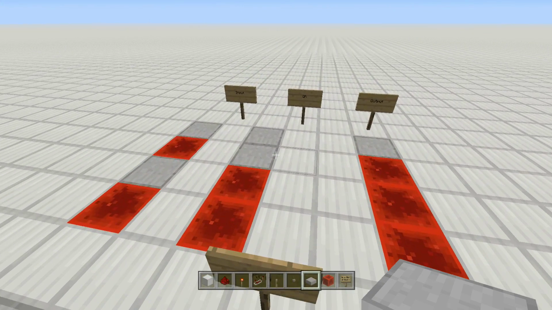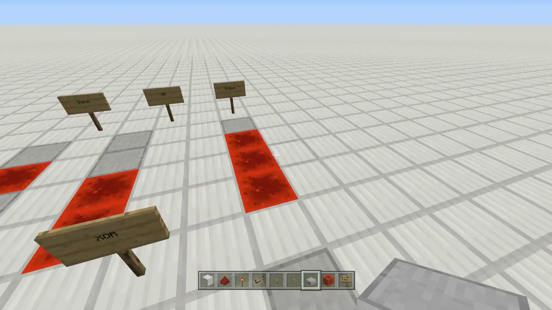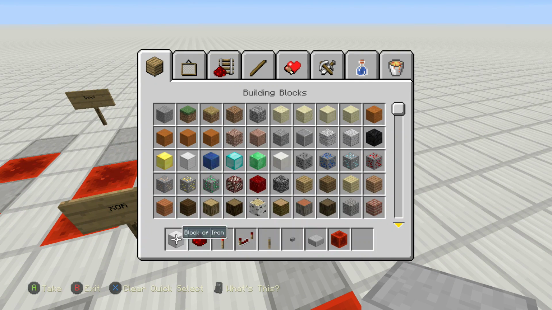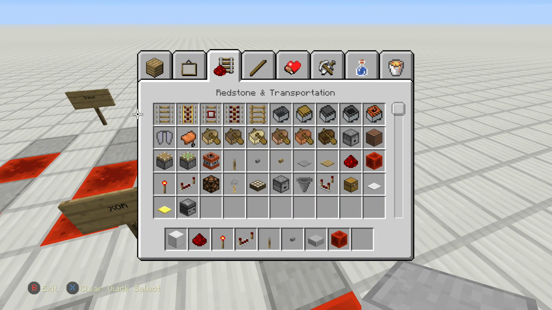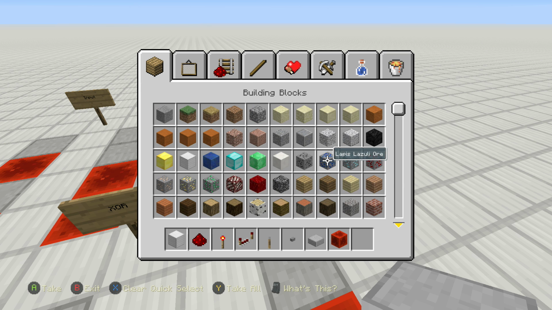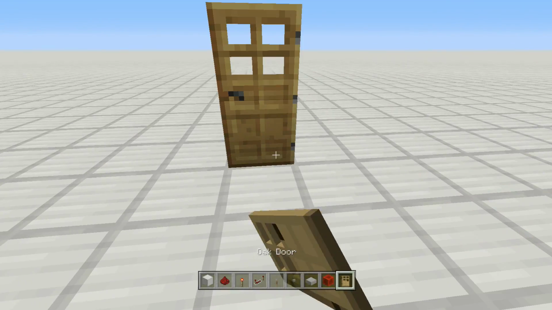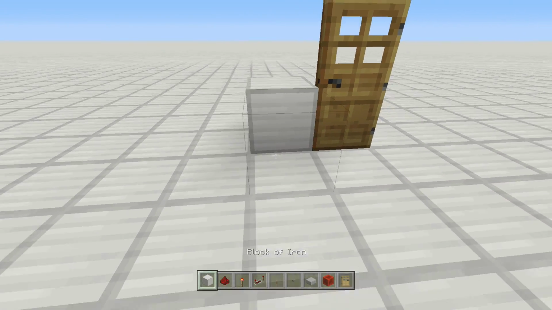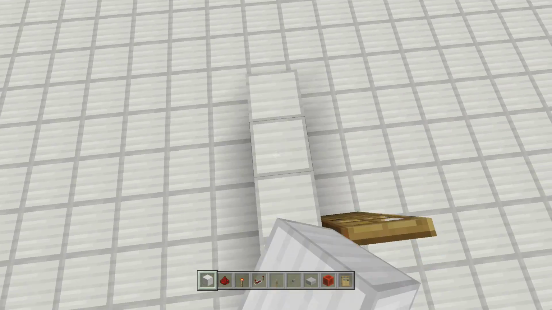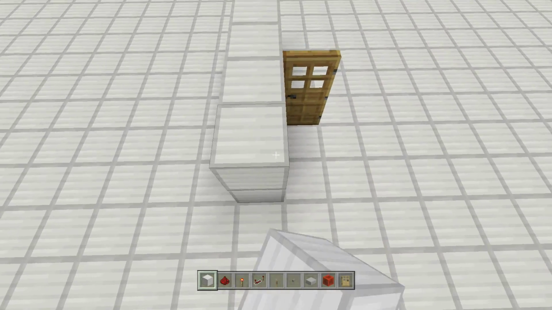Many people in Minecraft will have an issue when they make a door. Doesn't matter what type of door. I'll just take a regular door if I can find them. There we go. Some people will make a door and have like a wall or something, you know, to their house.